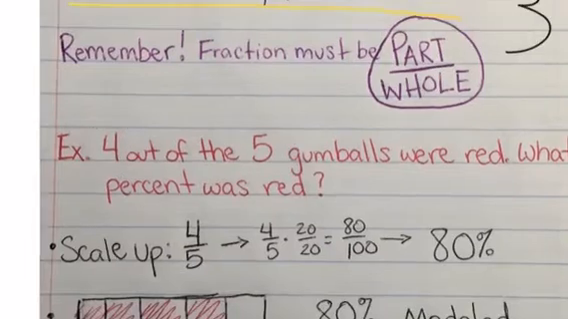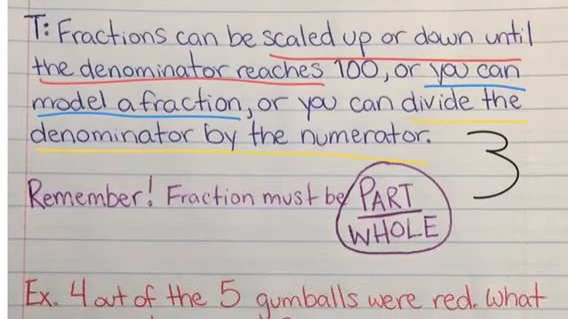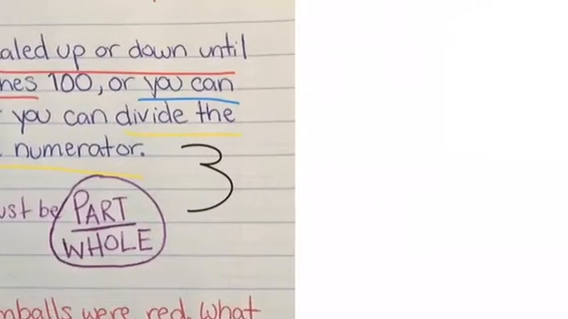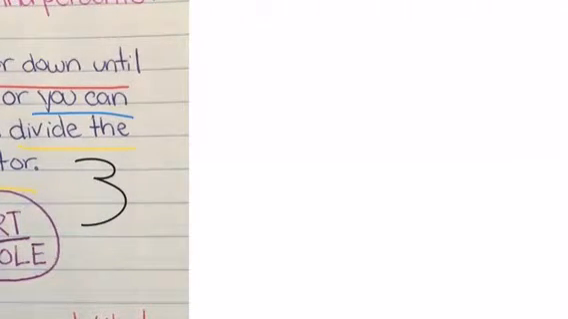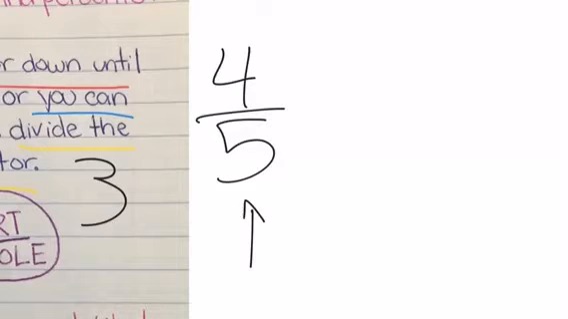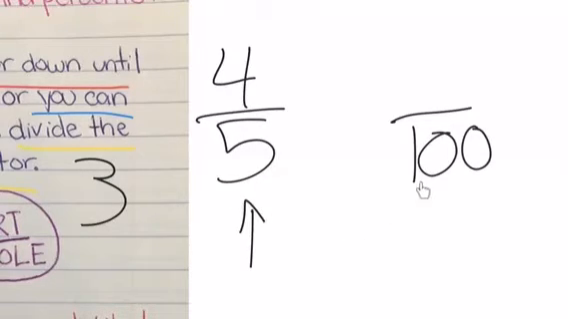So let's take a look at our first technique up here, which we've underlined in red. We take our fraction, we scale it up or down until the denominator reaches 100. So let's take that fraction, 4 over 5, where 5 is our denominator. Our denominator eventually needs to become 100. In order to get from 5 to 100, obviously we scale it up, so we're going to multiply.